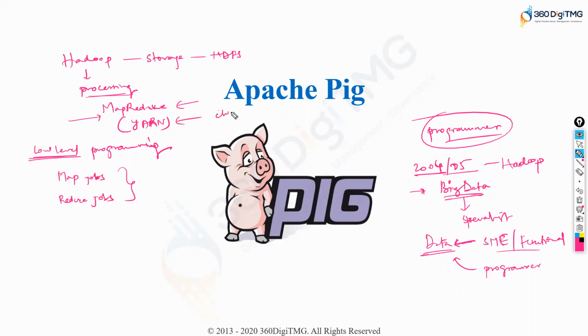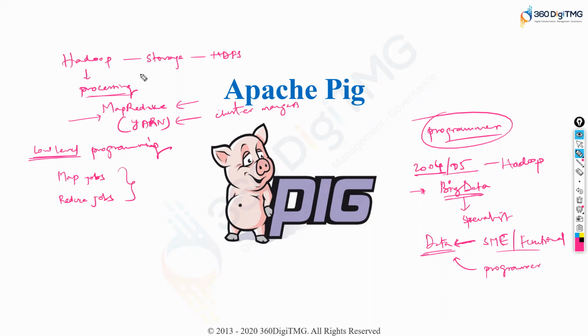YARN basically is a cluster manager which allows the MapReduce tasks to be managed better. Right? Before YARN, it was the job tracker and task tracker which were managing everything. Job tracker used to manage everything: assign tasks, then schedule them, then make sure that there is no failure in the transaction, right? Everything was managed by your job tracker, right?